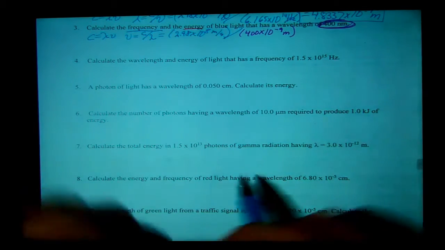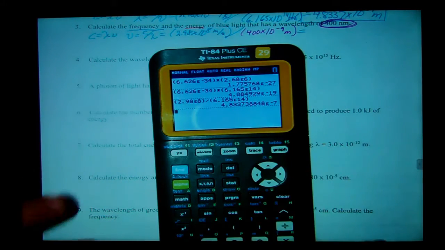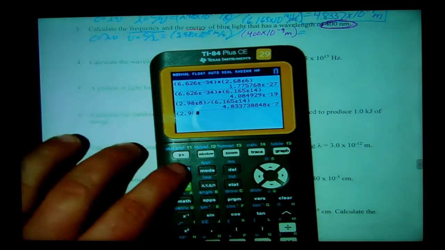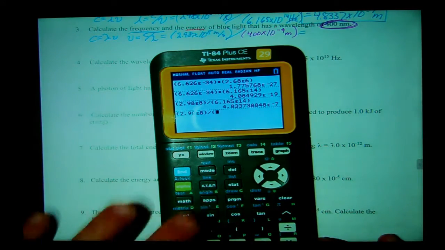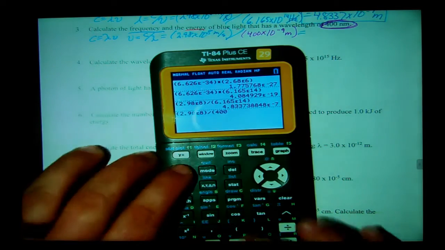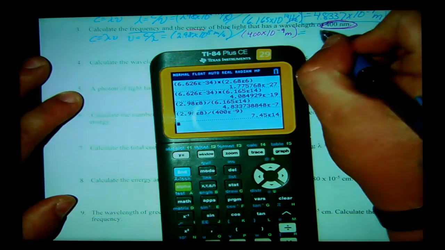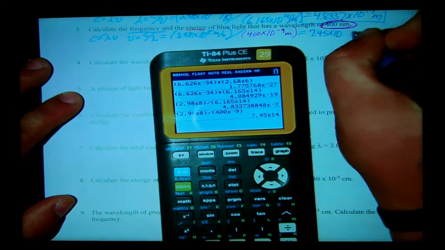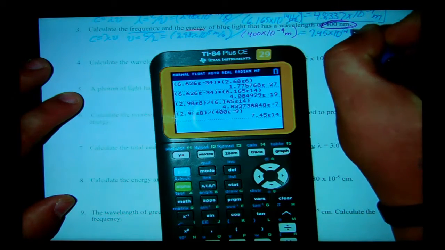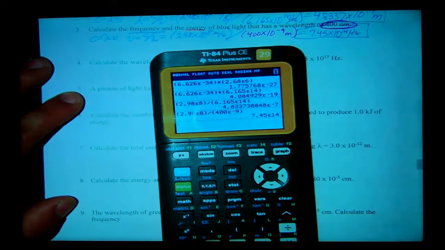Now, bless you, find the answer from here. We're going to have 2.98 times 10 to the 8th power divided by 400. That gives me 7.45 times 10 to the 14th hertz. So there's one.